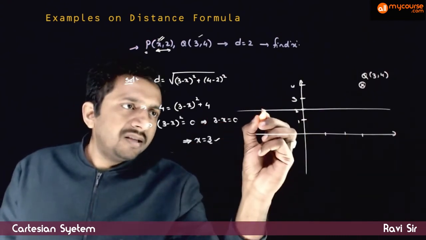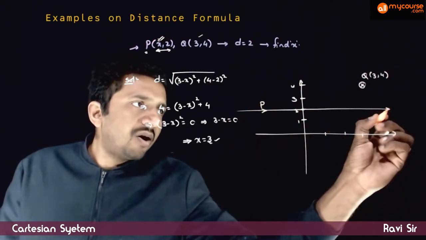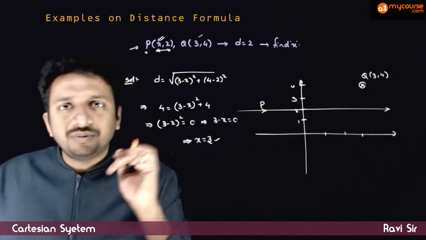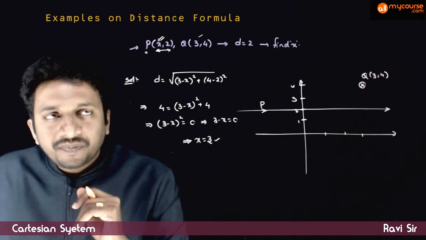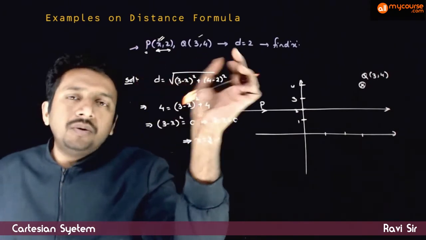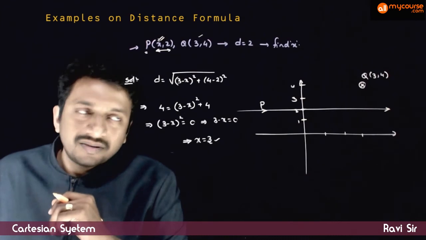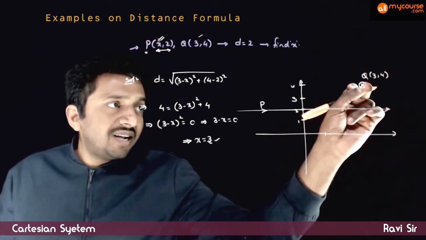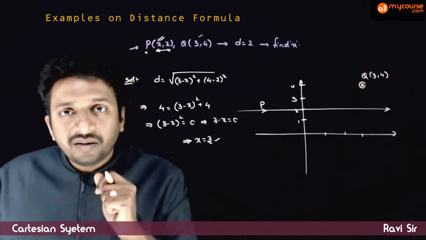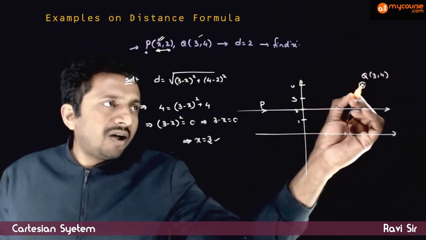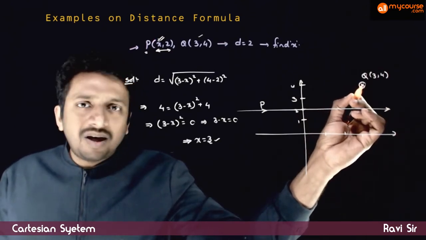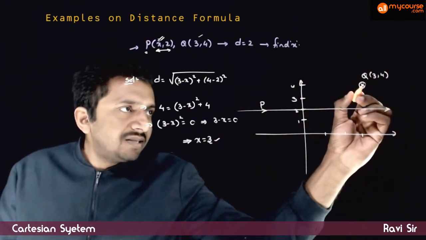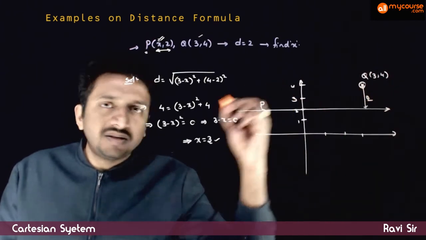So my P can be any point on this line. Any point on this line has y coordinate as 2. So right now the x coordinate is unknown. I want the distance between PQ as equal to 2 units. So what I try to do is I want a point P on this line which is at a distance of 2 units from this point Q. So what you just need to do is draw a circle of radius 2 about the point 3, 4. As you can very clearly see, this distance is equal to 2, right? This distance is equal to 2.